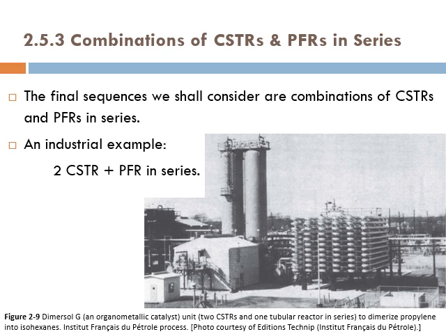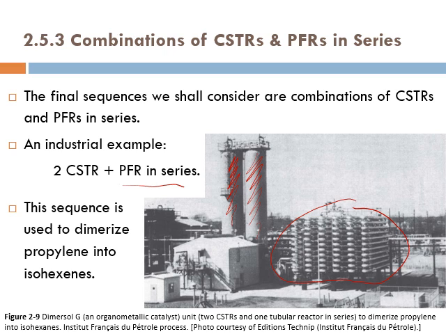We have here an industrial example where we have two CSTRs, as you can see here, so they are well mixed, followed by plug flow reactors in series, as you can see there, where you have long tubes. This sequence is used to dimerize, so it's not polymerize, it's dimerize. So you're bringing together two molecules to dimerize propylene into isohexenes.